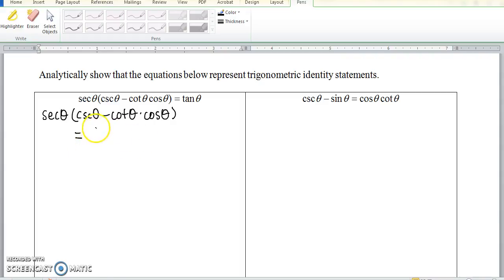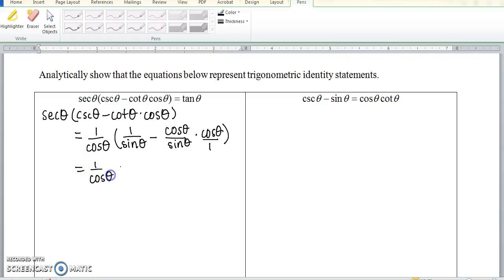Okay, so secant of theta you should have rewritten as 1 over cosine theta. Cosecant of theta is 1 over sine of theta, minus cotangent of theta, which is cosine of theta over sine of theta, times cosine theta. So when you look at this cosine theta, you can think of it as cosine of theta over 1. And so when we rewrite this, we can just put the second part into a single fraction.